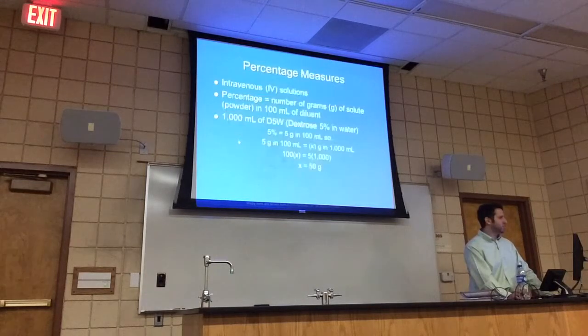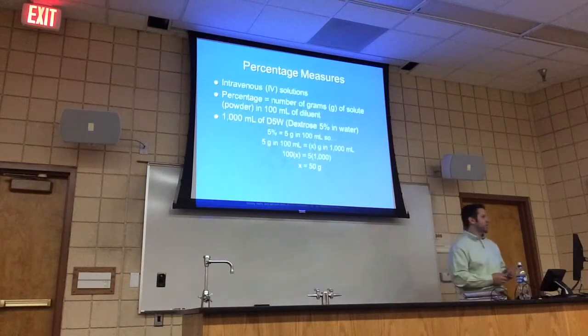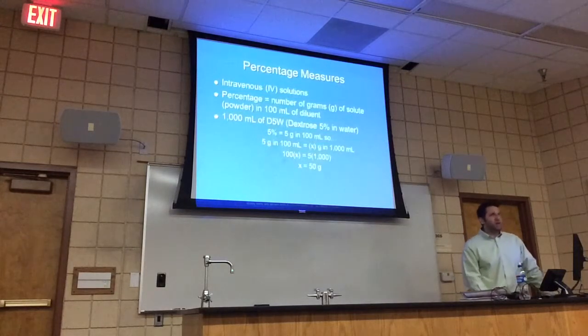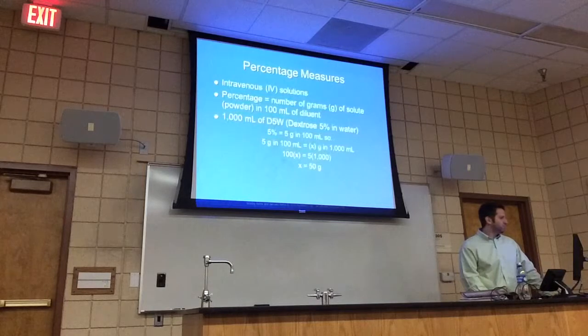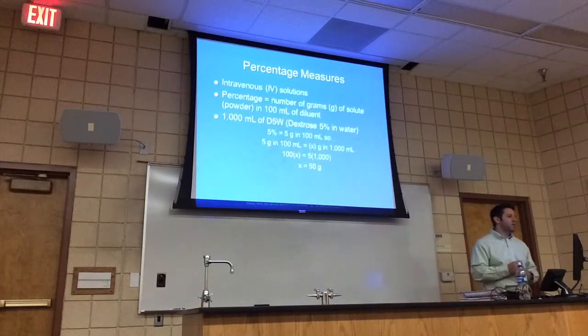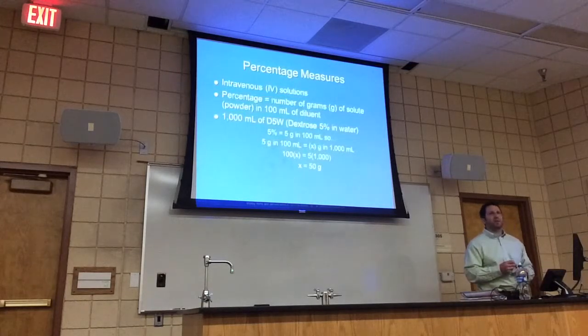Okay. So I mentioned that IV solutions, we use percentages. But when it's used in IV solutions, we are talking about grams of solute in 100 mLs of diluent. So, here's the problem. You have 1,000 mLs of D5W in water. This will be one that you would see on your homework. So I have 1,000 mLs of D5W. How many grams of dextrose do I have in 1,000 mLs?